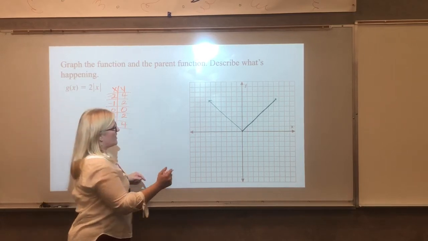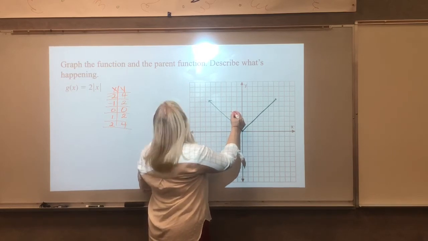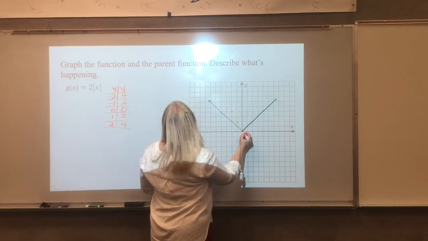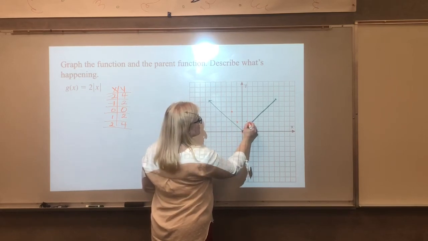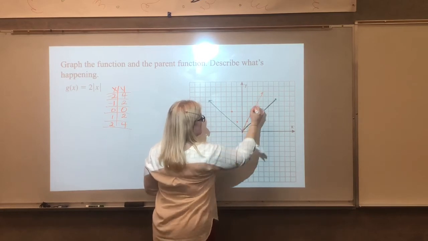So I come over here and I have -2, 4. I have -1, 2. I have 0, 0, 1, 2, and 2, 4. So it comes along and does this.